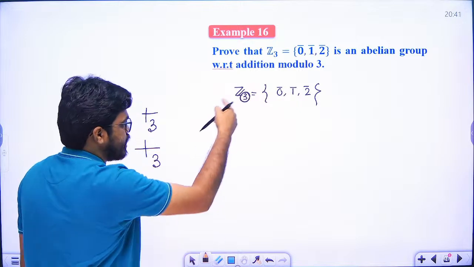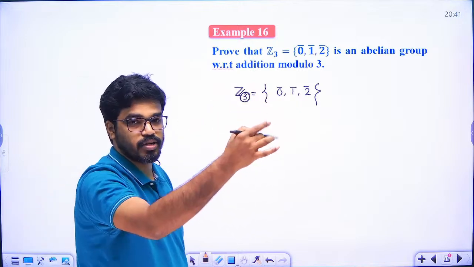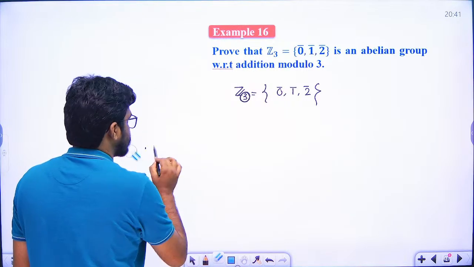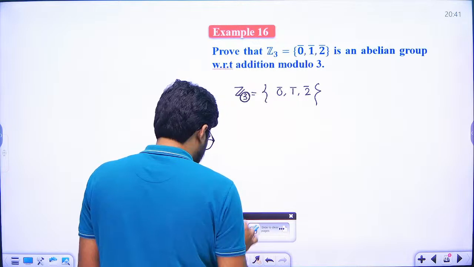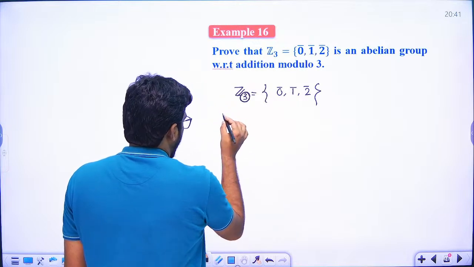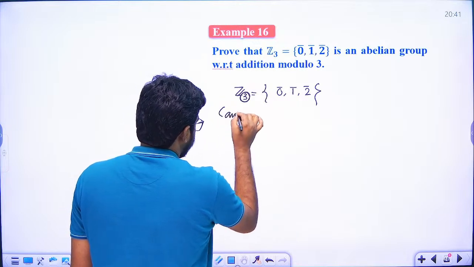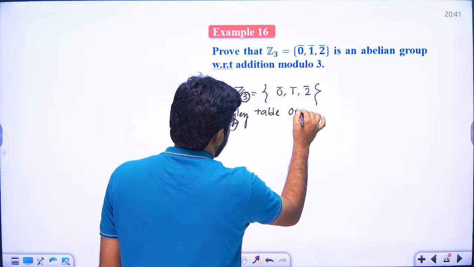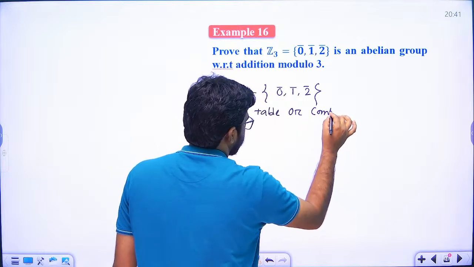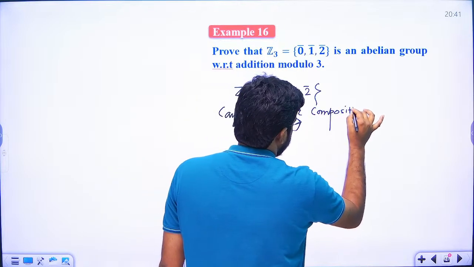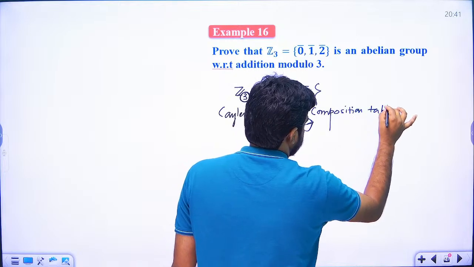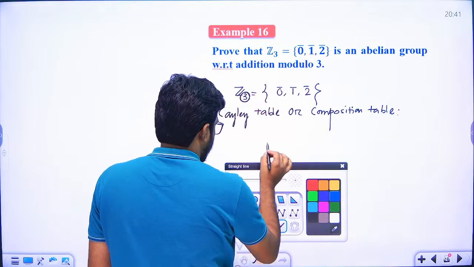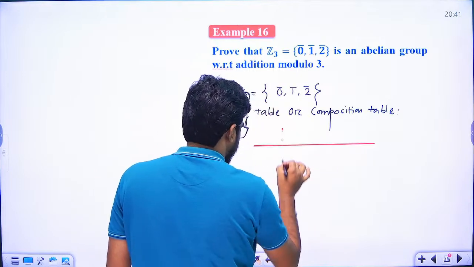Right? What will the elements of Z3 be? 0, 1, 2. What will the elements of Z4 be? 0, 1, 2, 3. First you have to construct the composition table. What is the composition table? The composition table is also called the Cayley table. First you construct this table.